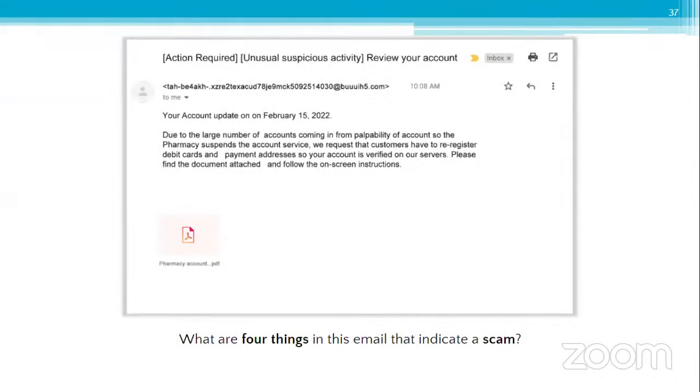Now we have exercises. Exercise 1. I am also joining from my phone, and I hope it is clear. So you look at this email. What 4 things indicate that this email is a scam? You tell 4 things in this email that indicate this email is a scam. You look at this email carefully on your screen and tell us.